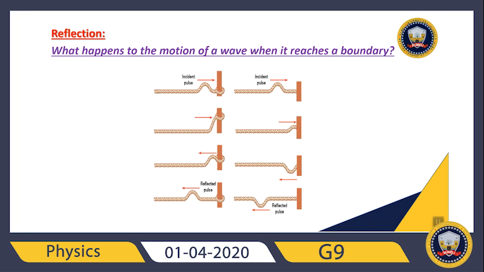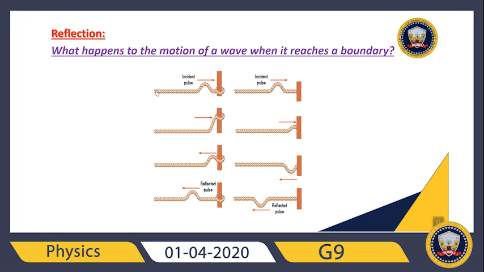For example, here is a rope. Let's start from the left side. Here is a rope, and you are going to make a pulse towards the right side, an incident pulse, but be careful. Here the ring on the rope is not fixed, it's free. The boundary here is free. Free means that it's not fixed, so it can move up and down along the post.